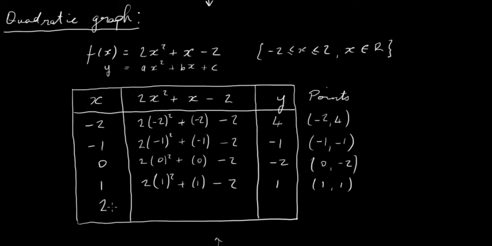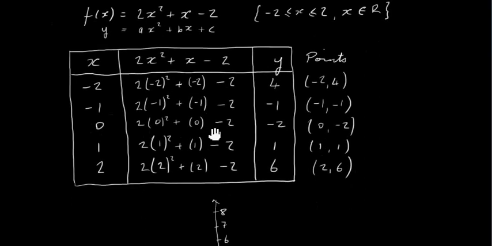Okay, so let's do the last one then. 2. So we're going to put our 2 in instead of x. So it's 2 times 2 squared plus 2 minus 2. So 2 squared is 4. 2 fours are 8, plus 2, 10. 10 minus 2 is 8. So we put in 2 and we got 8 out. So in this case, we've got 1, 2, 3, 4, 5 points to plot. Now, when you're drawing quadratic functions, you have to do as many points as you can, really, because it's not a straight line. So let's just plot these points and see what happens.